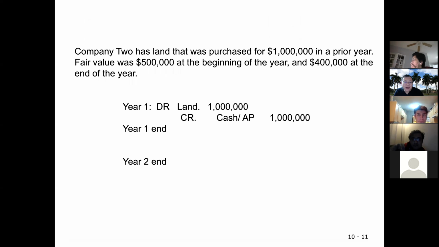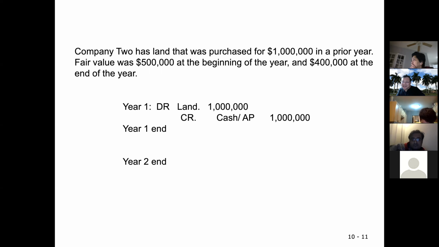Company 2 has land that was purchased for 1 million in a prior year. Fair value was 500,000 at the beginning of the year and 400,000 at the end of the year. This is a sad story. The land value declines. So in year 1, when you first acquired the land, you debit land for 1 million, you credit cash or AP for 1 million, right?